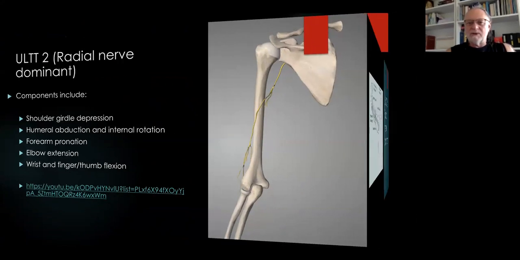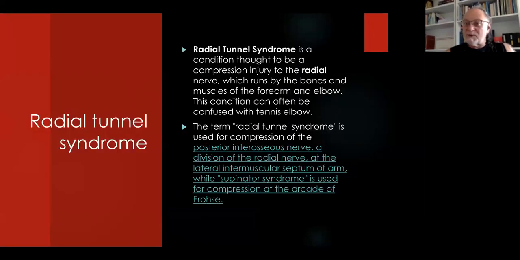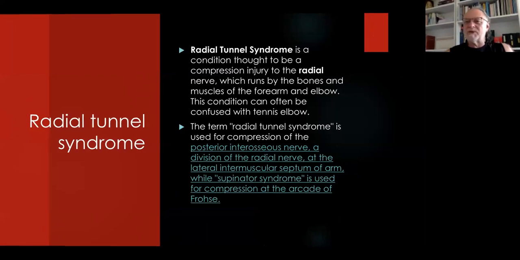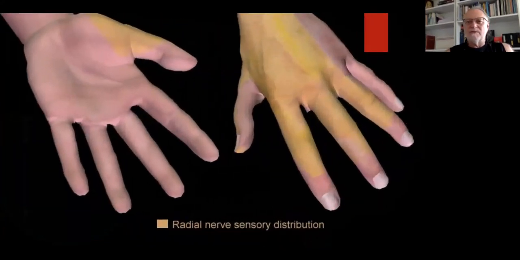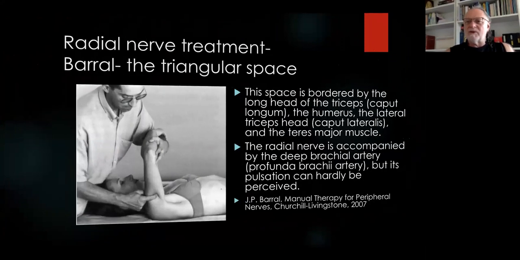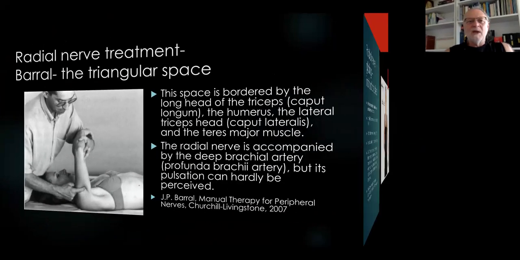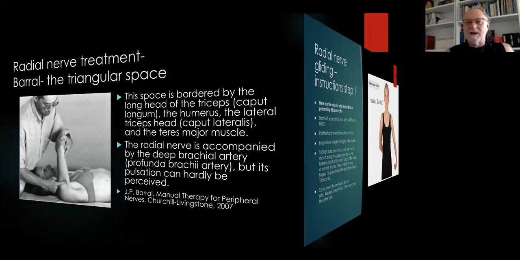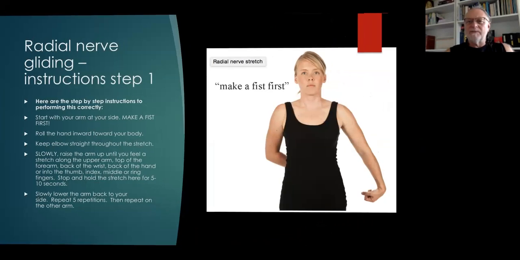We look at the structure of the radial nerve. We put it in its test. We realize that there are obviously syndromes associated with that neural pathway. This one's called radial tunnel syndrome, and the posterior interosseous nerve is affected. We can look at the distribution of where the nerve goes, and this gives you a reading in terms of assessment if that presentation is happening. And then we apply treatment to that radial nerve pathway. The triangular space is a very important space to work. We move down the line, and then we move again into gliding instructions and what also is termed flossing.